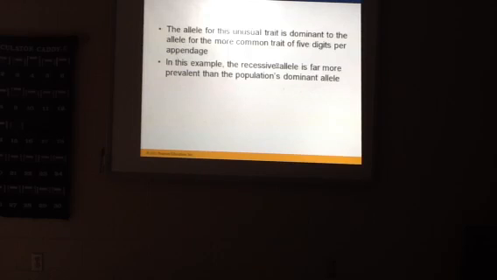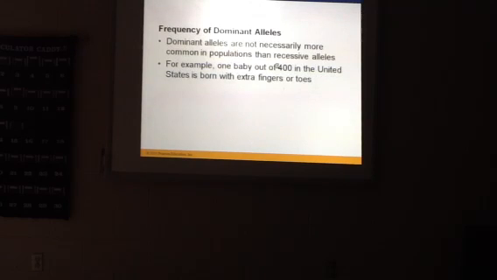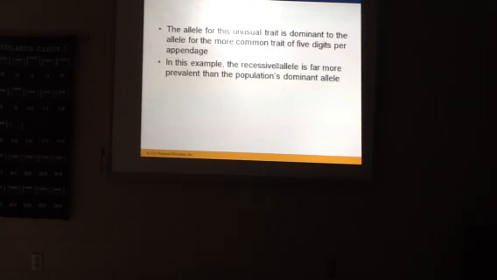The allele for this unusual trait is dominant to the allele for the more common trait of 5 digits per appendage. In this example, the recessive allele is far more prevalent in the population than the dominant allele. So, the trait for being born with extra fingers and toes is dominant, and yet it occurs less, right? The recessive is the one that occurs more often, that you have individuals with 5 fingers and toes.